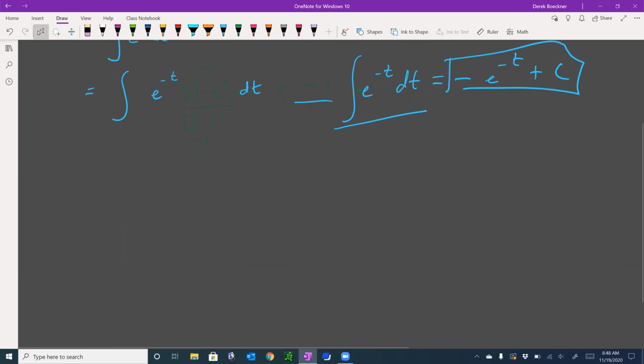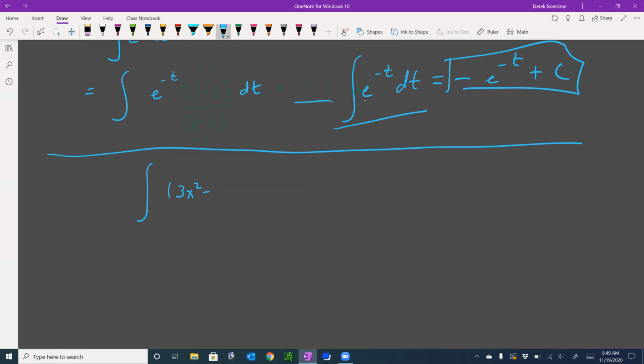So let's do one where I can't do this multiply-divide thing, and maybe I have some other technique that I have to use. So let's look at the indefinite integral of (3x squared minus 7) cubed times 6x dx.